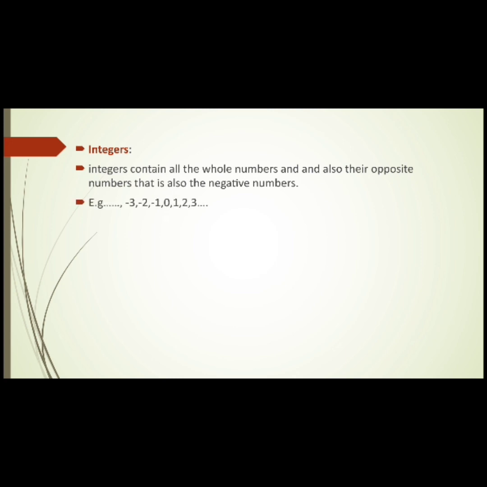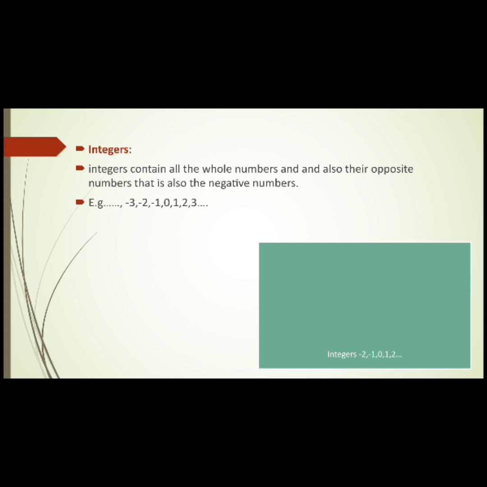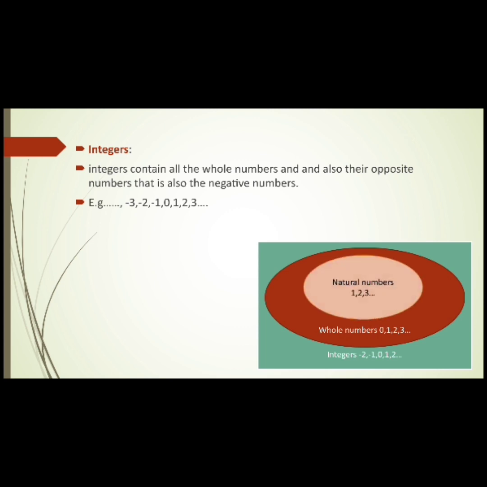Now, what do you mean by integers? Integers are the numbers that contain all the whole numbers, all the natural numbers and also all the negative numbers. For example, -3, -2, -1, 0, 1, 2, 3 and so on. All these numbers come under the category of integers. You can see from here that all the negative numbers, all the positive numbers and also 0 are included in integers. So basically integers is the collection of negative numbers, whole numbers and natural numbers. Now you can see from the figure that integers contain whole numbers and whole numbers contain natural numbers.